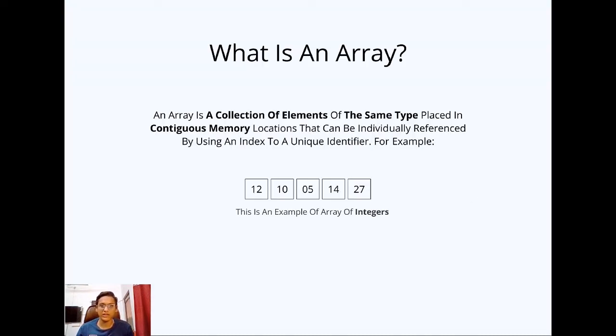An array is a collection of elements of the same type placed in contiguous memory locations that can be individually referenced by using an index to a unique identifier. In simple terms, this means that an array contains elements of the same type, whether integer elements, float elements that is decimal elements, or elements of character, etc. But it would contain the elements of the same type and they are stored in contiguous memory locations.